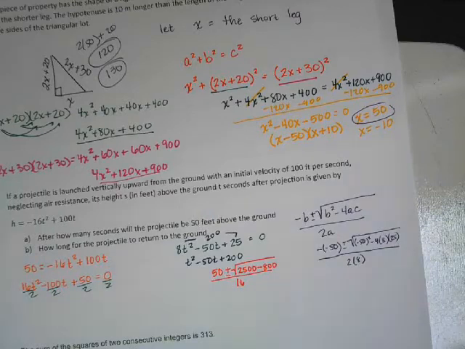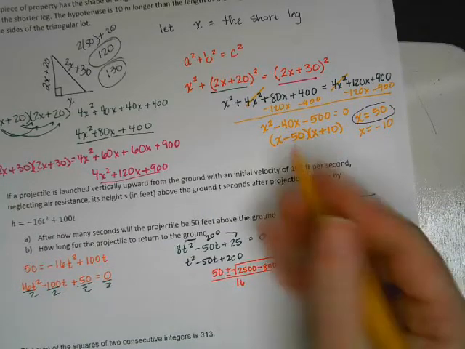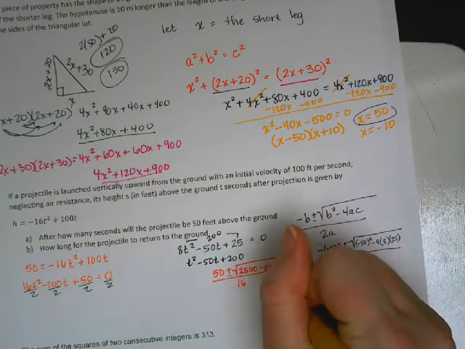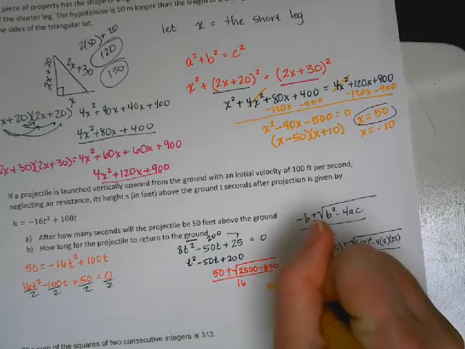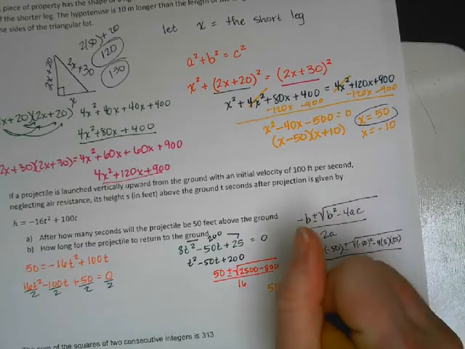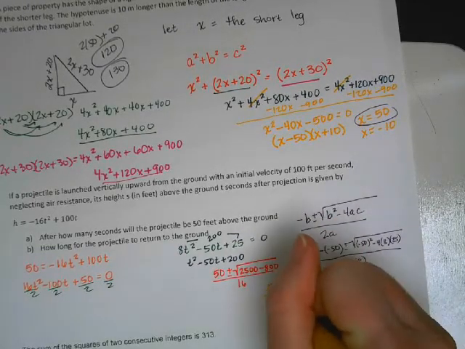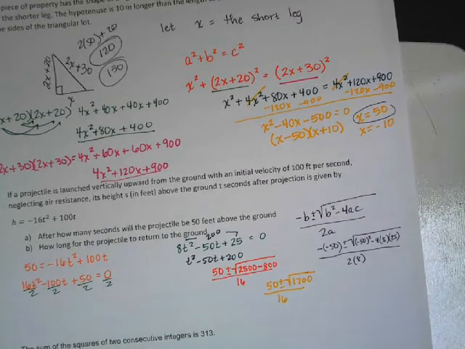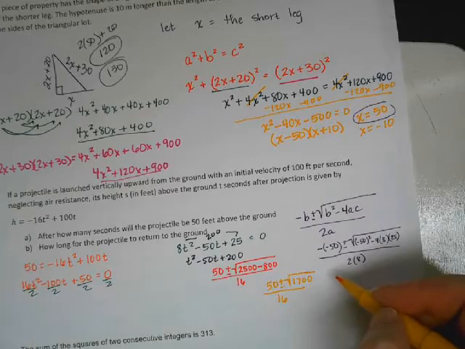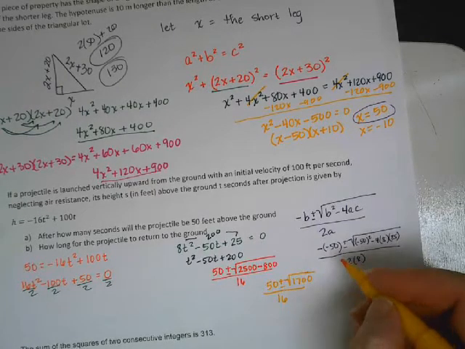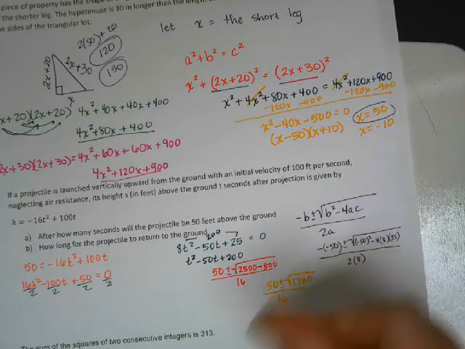Just keep simplifying. So 2,500 minus 800 is 1,700. Okay, well 17 is prime, but 100 is not. 100 is a perfect square, right? So if it's a perfect square, that means the square root of 100 is 10. That's going to come out to the front, and the 17 will stay underneath.